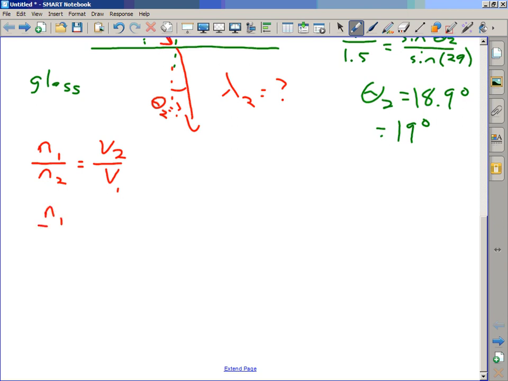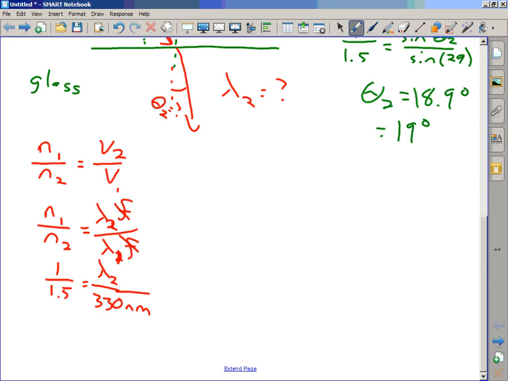So that's n1 over n2 equals lambda 1 over f divided by lambda 2 over f. Velocity is wavelength times frequency. Frequency of light does not change. So what happens to the two frequencies? Good. They cancel, leaving me with 1 over 1.5. Oh, yes, thank you, good catch. n2 over n1. So 1 over 1.5 equals lambda 2 over lambda 1, which I said was 330, correct?